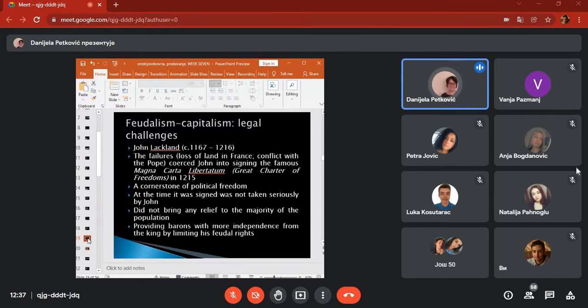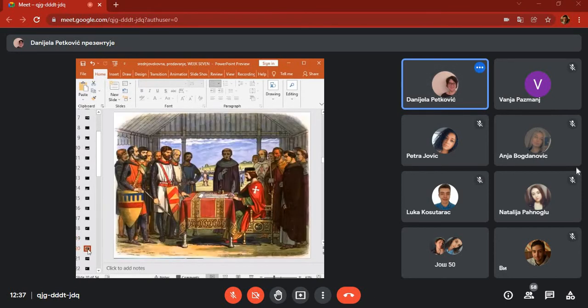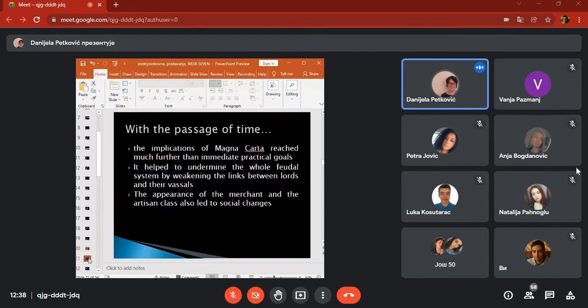So this document, actually, you have the king signing the document, which limits his feudal rights. Can you imagine how progressive that is in the 13th century, 1215? Do we have that today? So this is a 19th century rendition. This is how the Victorians imagined the signing of Magna Carta.